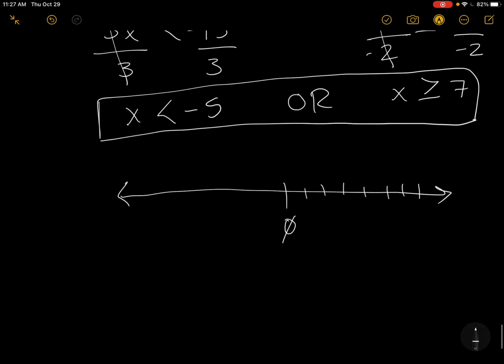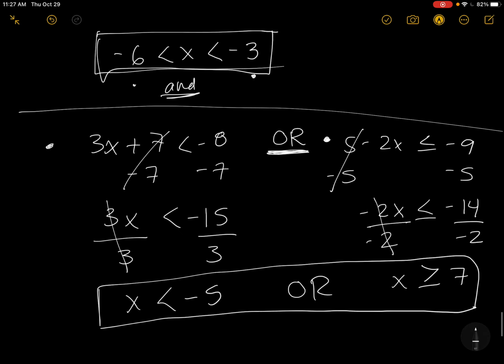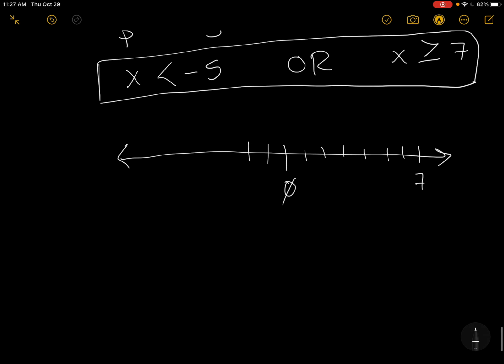1, 2, 3, 4, 5, 6, 7. Oh my god. 1, 2, 3, 4, 5. Okay. So x is less than negative 5. Open circle, right? Can't be 5. We're going to go this way. Or greater than or equal to, so I can have a closed circle, 7.